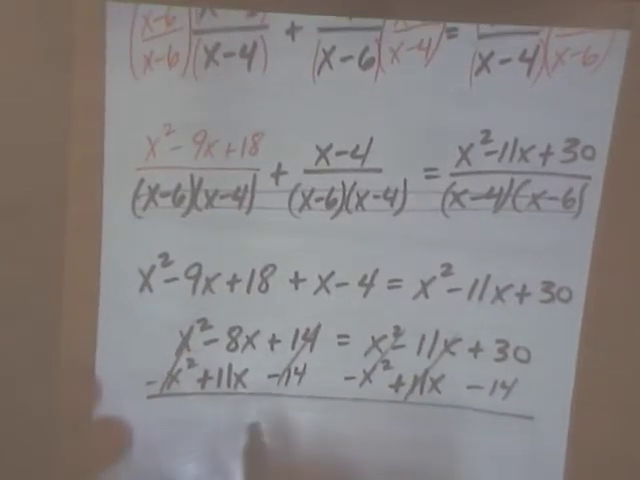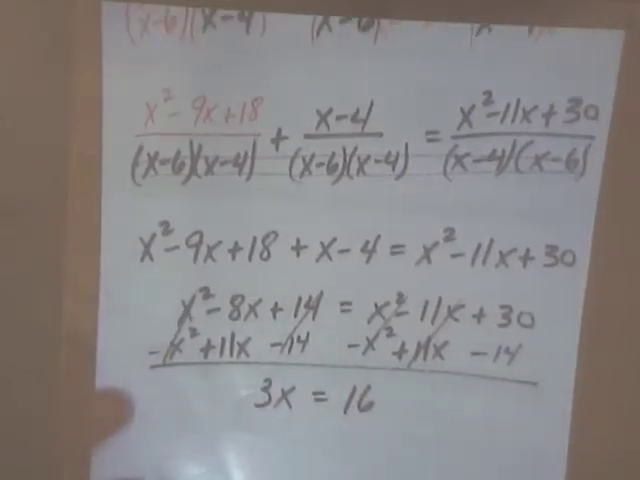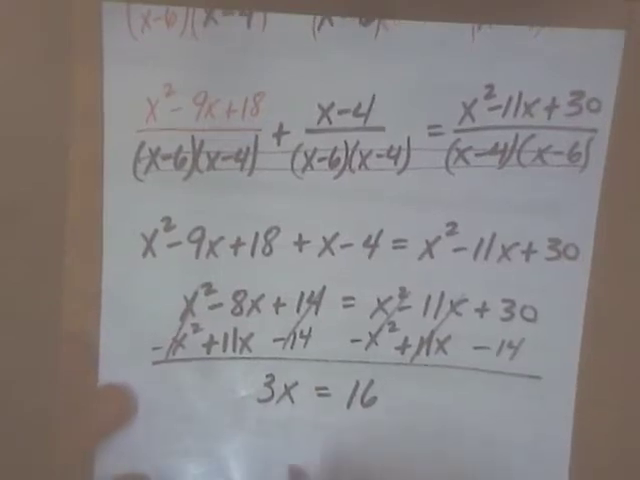Why didn't you move the thing? 3x equals 16. Did that answer your question? Yeah. Why didn't you move the 30 instead of the 14? Why didn't I do what? Move 30? Yeah. Because then it would be over here. It'd be 3x minus 16 equals 0. That's what you did. You have to move the 16 back over, right?